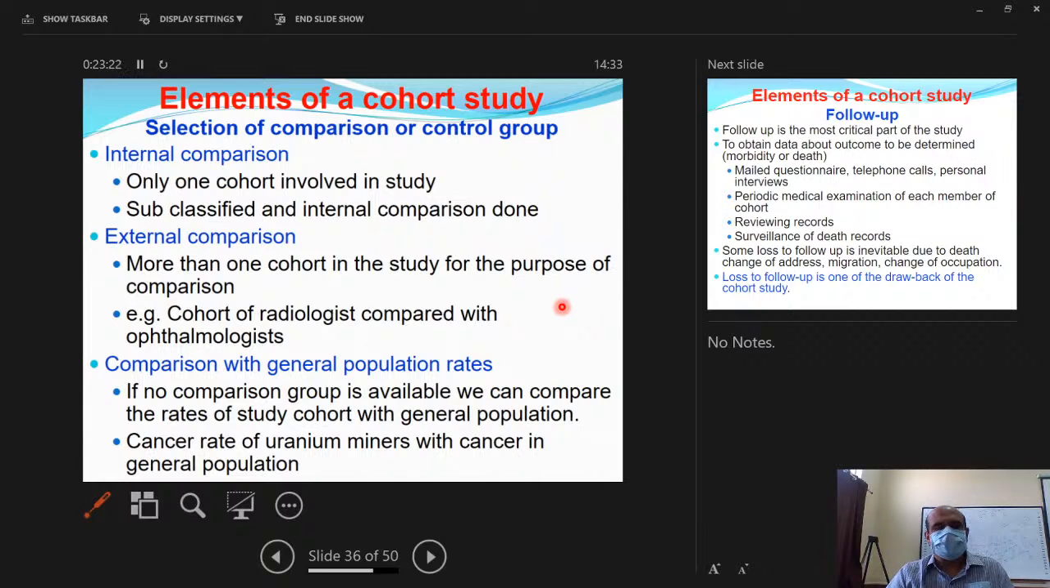External comparison means more than one cohort in the study for the purpose of comparison. Now you can take multiple cohorts, and then you separately make another group and compare it. Like for example, that may not be a matched cohort clearly. That may be a different cohort, for example, doctors versus engineers, radiologists versus ophthalmologists, and all those things, right?